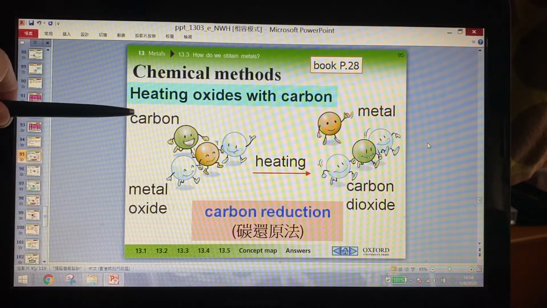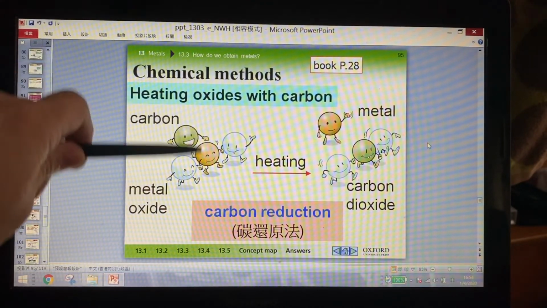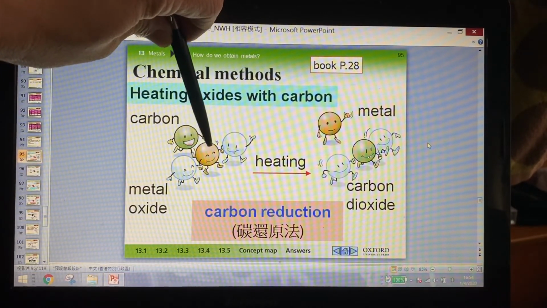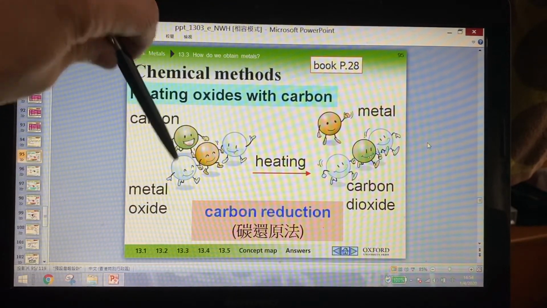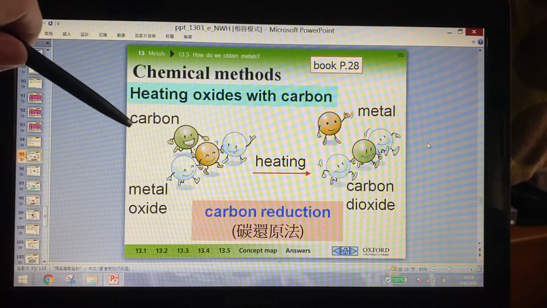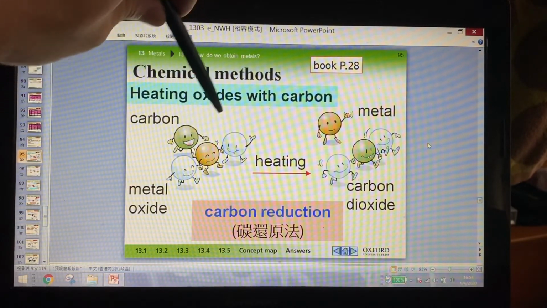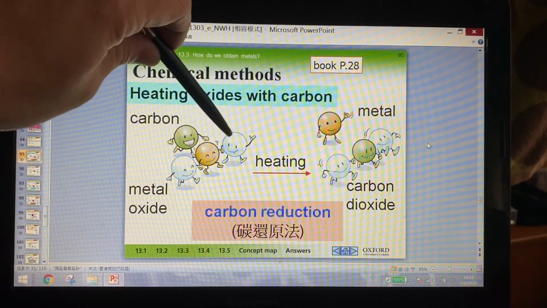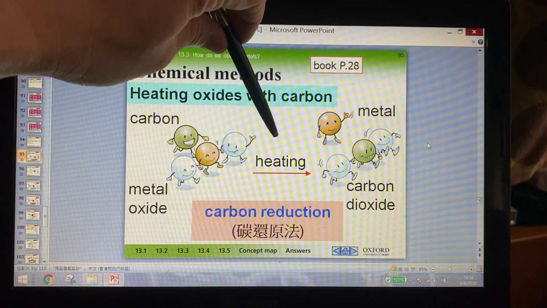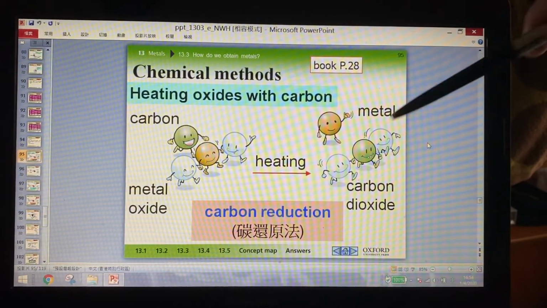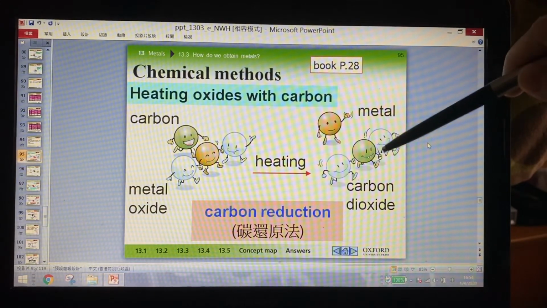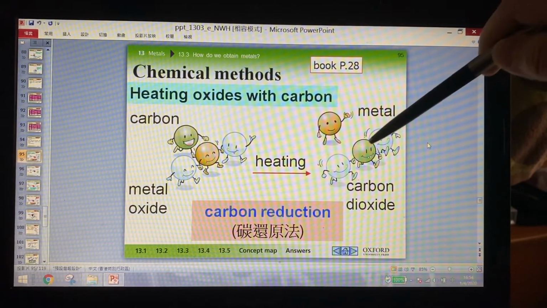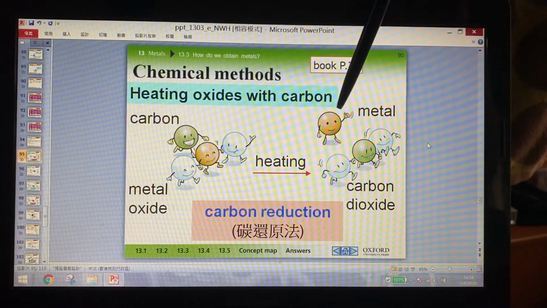This is carbon and the metal oxide mixed together and then heated. You see, this is the metal atom. This is the oxygen atom. This is the carbon atom. At first, the metal atom and the oxygen atom are bonded together, so this is metal oxide. But after they are mixed together and heated, the carbon will take the oxygen atoms, and then the carbon and oxygen atoms become carbon dioxide. And the metal will be left and stay here.